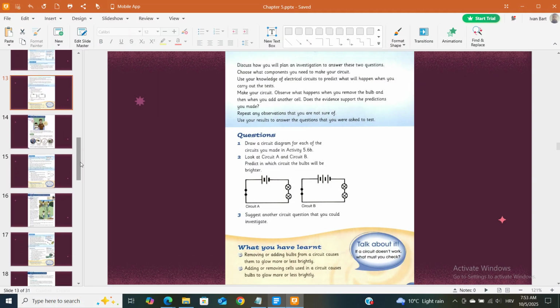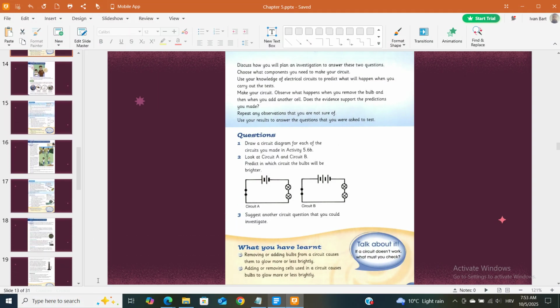Choose what components you need to make your circuit. Use your knowledge of electrical circuits to predict what will happen when you carry out the tests. Make your circuit. Observe what happens when you remove the bulb and then when you add another cell. Does the evidence support the predictions you made? Repeat any observations that you are not sure of. Use your results to answer the questions that you were asked to test.